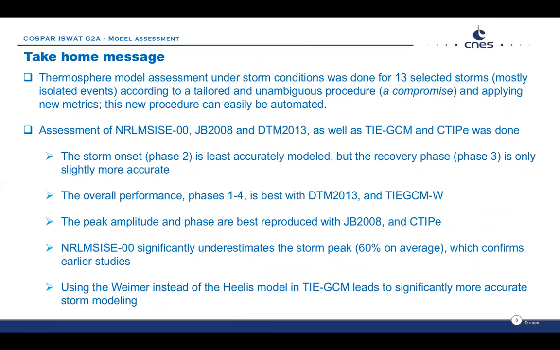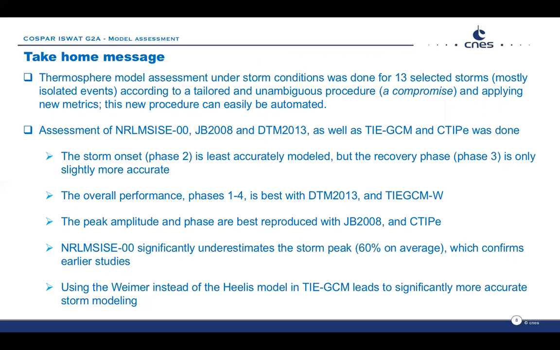So the assessment of the models was done, and we have seen that the storm onset, phase 2, is always least accurately modeled, even if the recovery phase, phase 3, is only slightly more accurate. The overall performance, phases 1 to 4, is best with DTM 2013 and TIE-GCM-W. The peak amplitude and phase are best reproduced with JB08 and CTIPe for the first principles models.